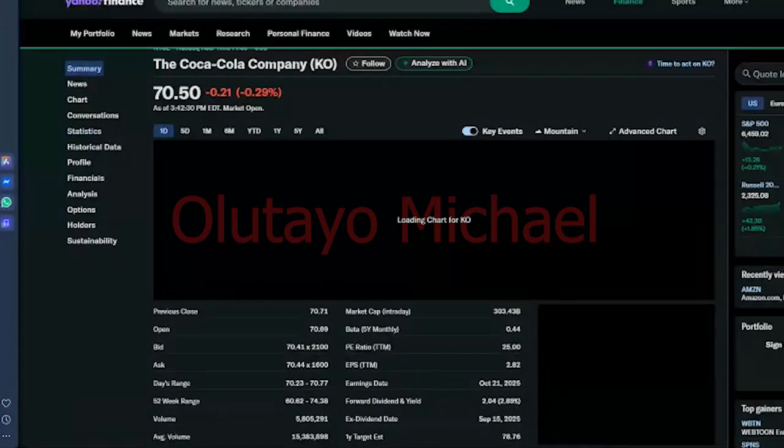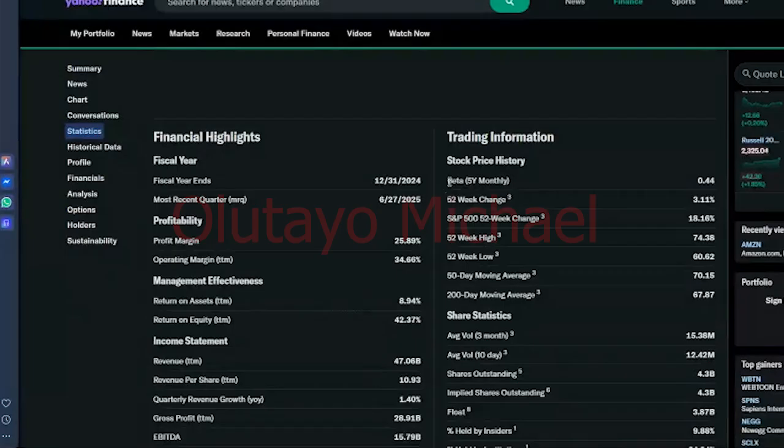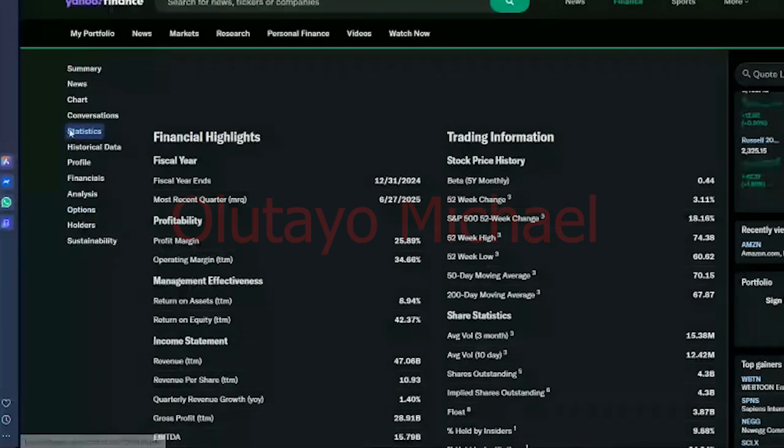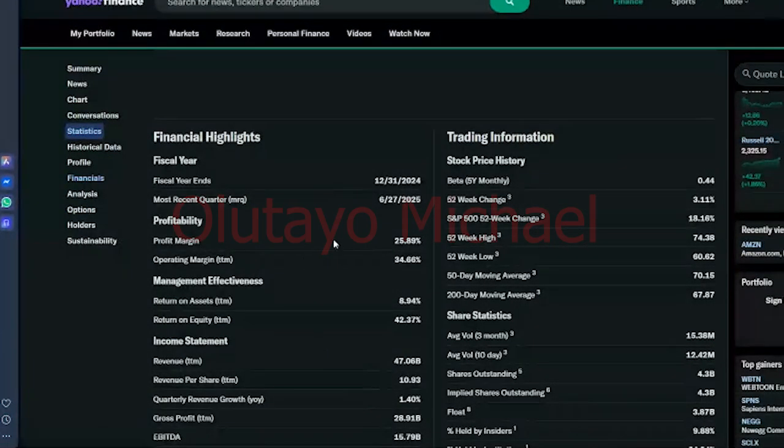Just follow me. So I click on statistics now, and I'm seeing beta 5-year monthly. The beta, 5-year monthly, is 0.44, highlighted in blue. So the beta for Coca-Cola company is 0.44. Now I don't know if it is beta of equity or beta of assets. Well, how do I know? I'll go and check their balance sheet to know if this is a beta of assets or beta of equity.